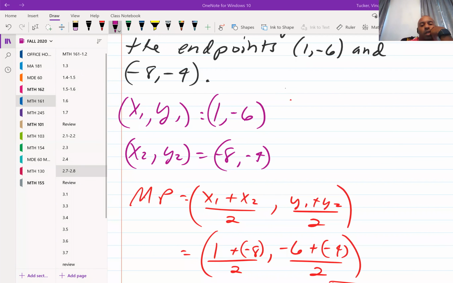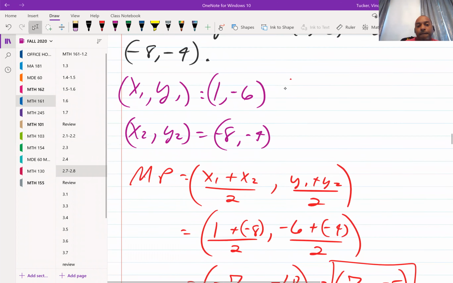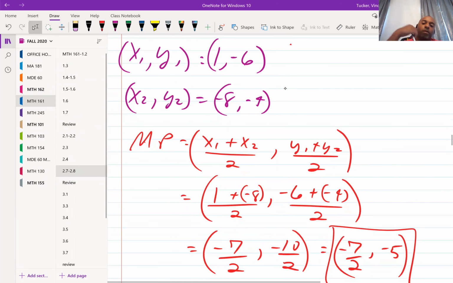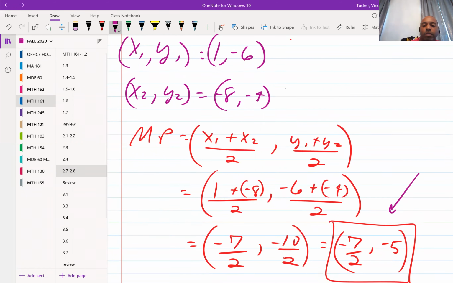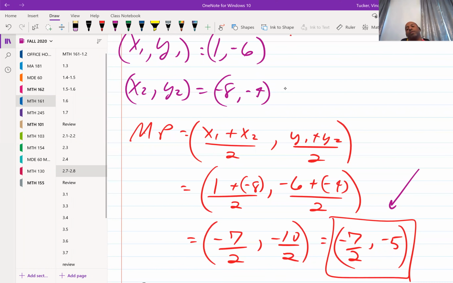All right. Any problems with any substitutions? As always, make sure you don't lose negatives in your substitution. Make sure you hold true to the numbers that are given. So 1 plus -8 is -7, so it's -7 over 2. -6 plus -4 is -10 over 2. And then you simplify all the way. That'll be -7 over 2 and -5. That would be the coordinate of your midpoint.